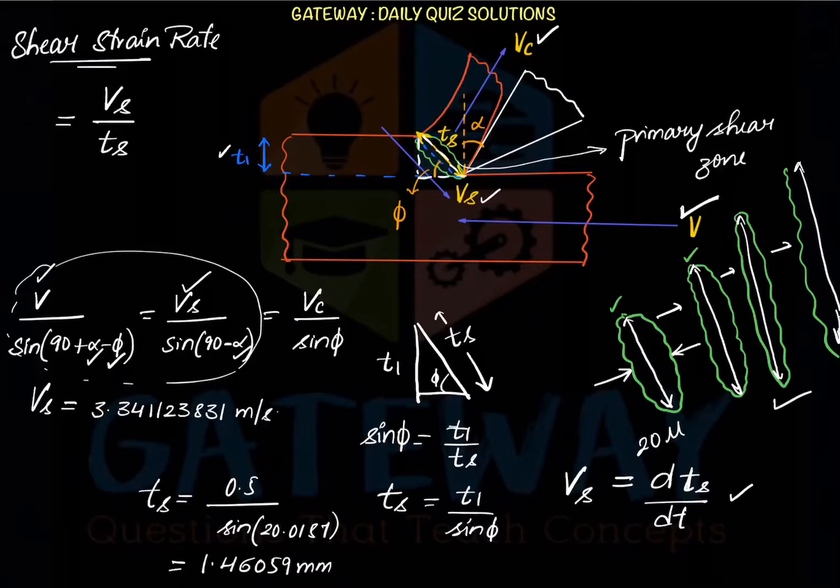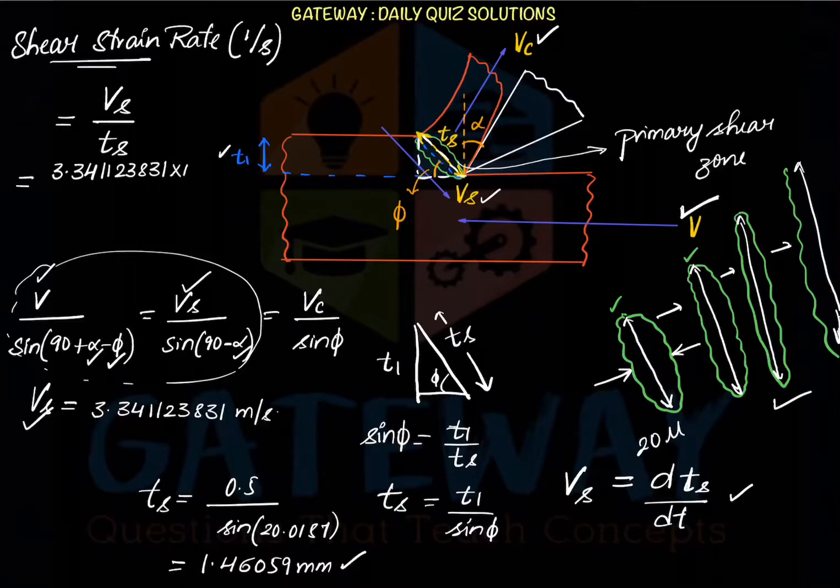So let it be the long values to get the accurate answer. We got the value of Vs, we got the value of Ts, and here the Vs value is in meter per second. So we will convert into mm per second, because our final strain rate will have a unit of per second. Then we substitute the value of Vs here: 3.341123.831 into 1000 to convert into mm per second. Upon the Ts we got it as 1.46059.